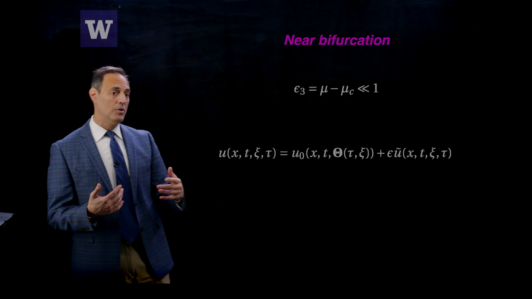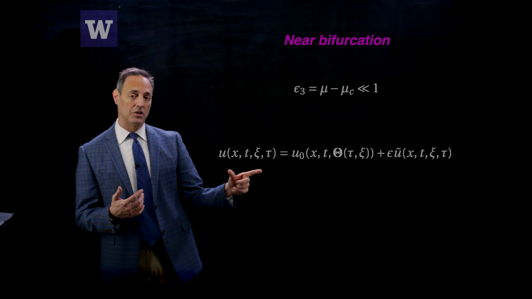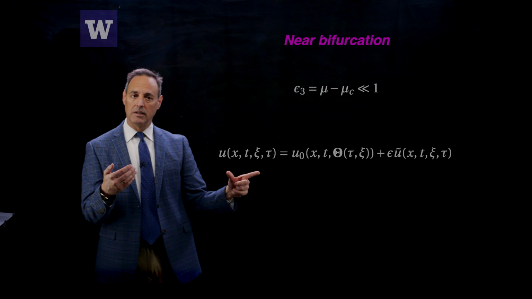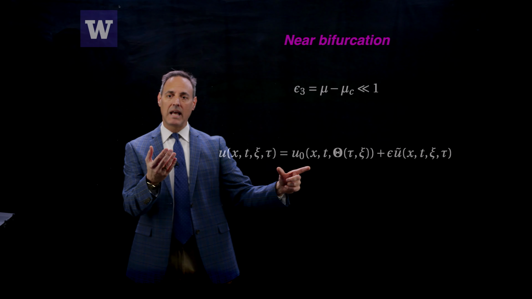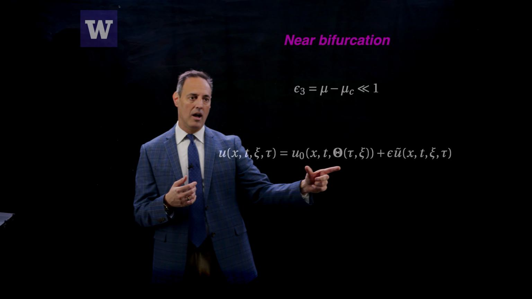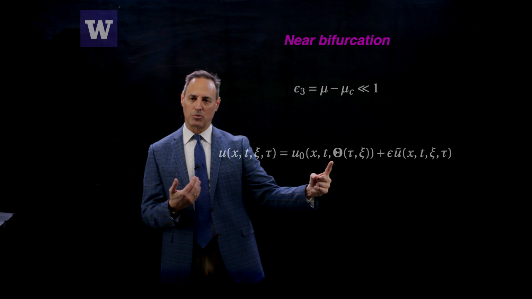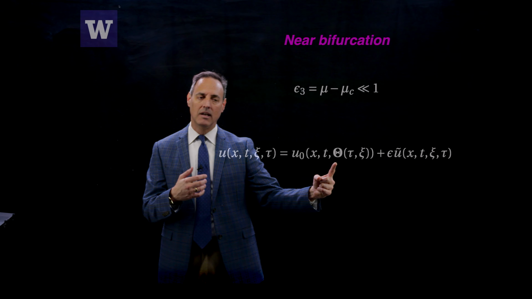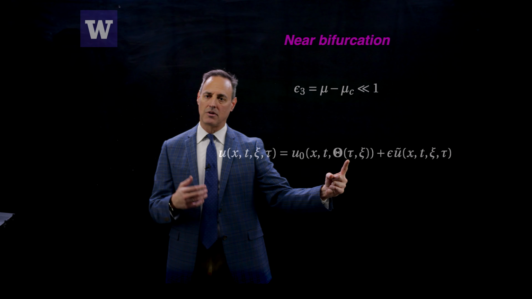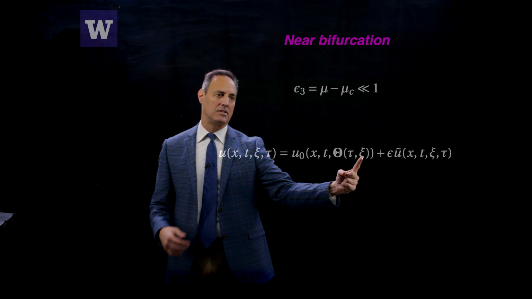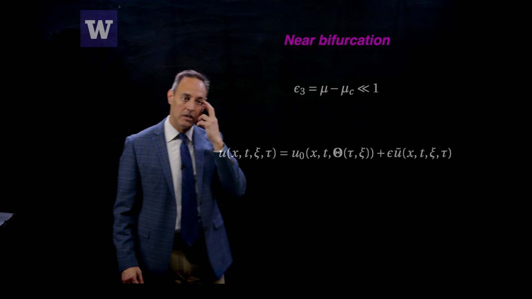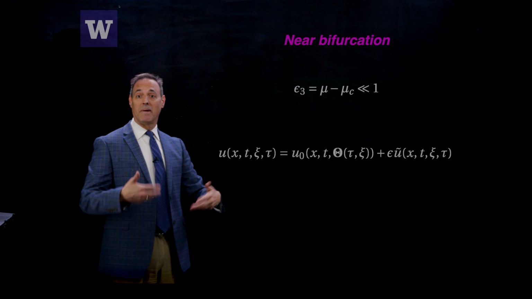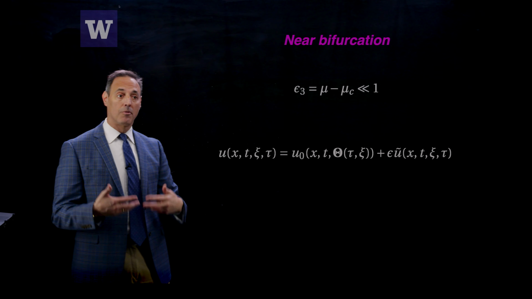And so what I'm going to do here is take my solution now, which is a solution of x, t, xi, and tau. And now I already had a leading order solution, u naught, that was dependent upon theta, which was constant before. But now theta, I'm putting its explicit representation as a function of tau and xi, plus perturbation. So this now is my solution in this perturbative approach.